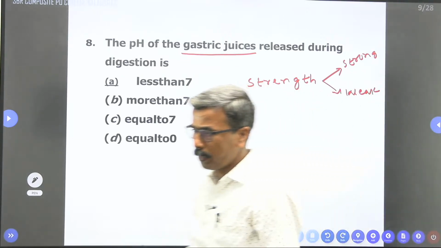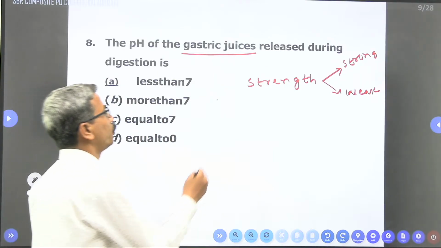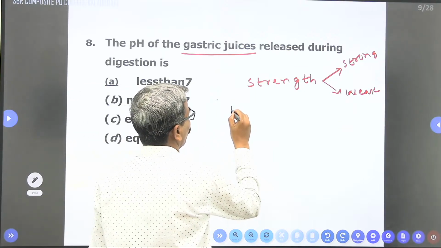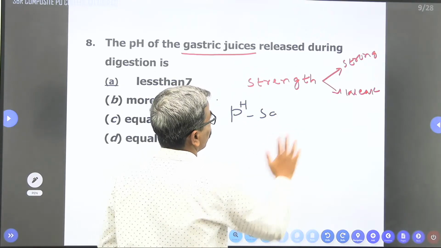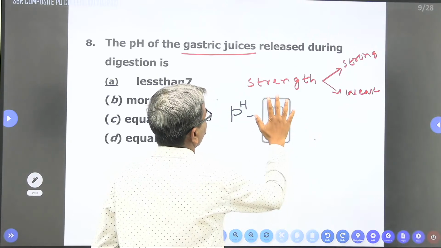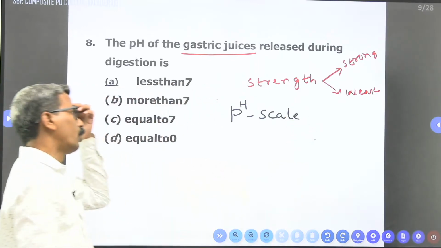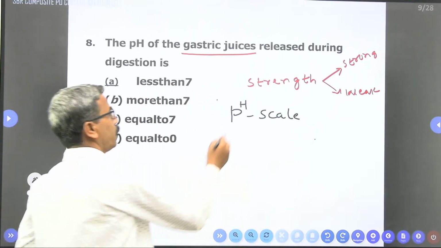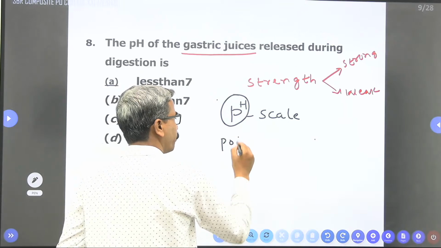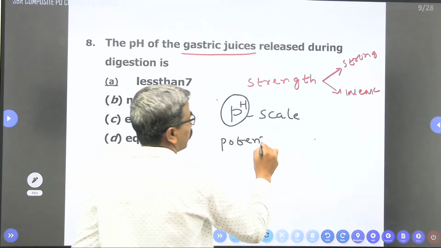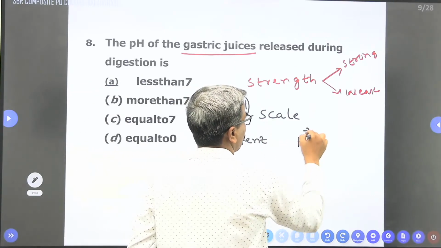Now to express the strength of acids, we are going to make use of a scale. That scale we are going to call the pH scale. Now what is this pH scale? Remember, in what we have written, it is pH. P stands for potence, derived from a German word. And this H is the H plus ion concentration.